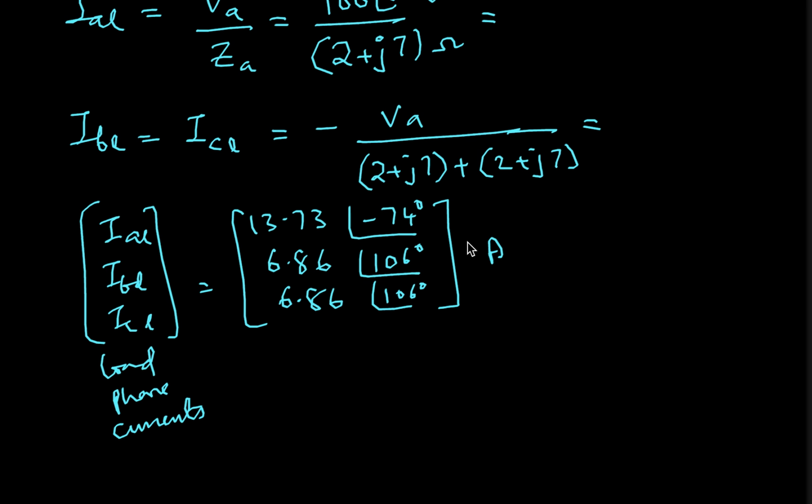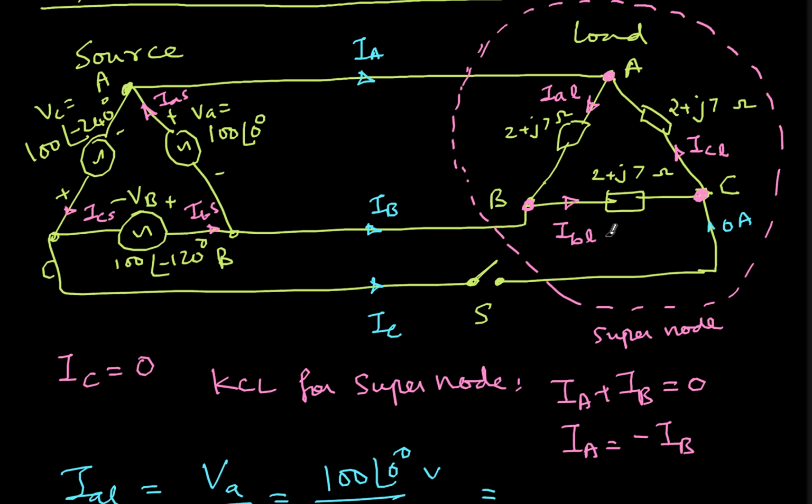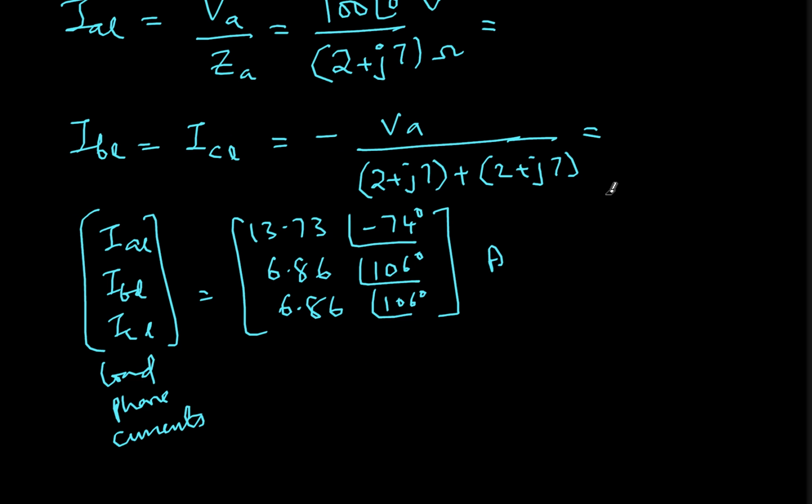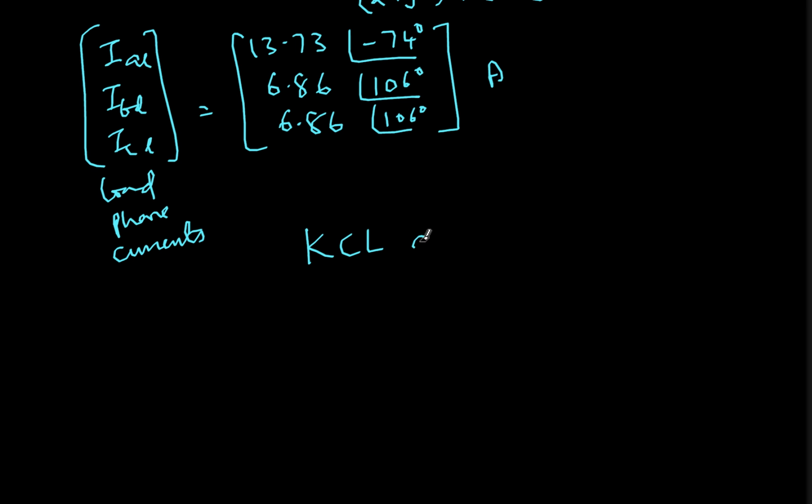Now, what about the line currents? These are load currents, load phase currents. So what about the line currents? If I go back here, what is IB? IB is incoming current, which is nothing but outgoing current. So I'll write KCL at node B.